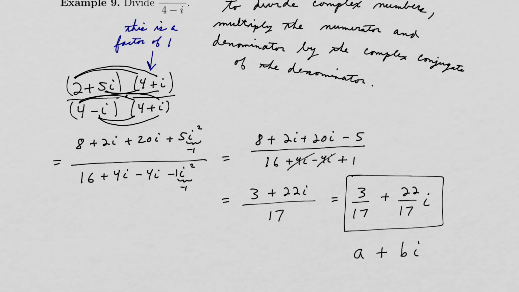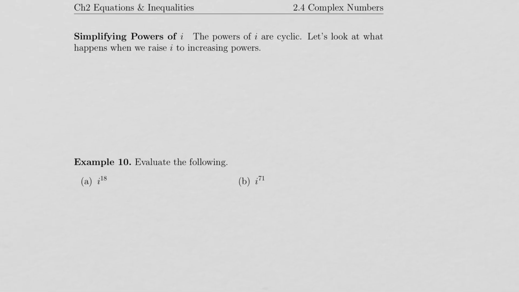Okay, so I just want to do that one example, but that's how you divide complex numbers. You multiply the numerator and denominator by the complex conjugate of the denominator. Okay, the last thing I want to talk about is just simplifying powers of i itself. So let's look at a couple of these.